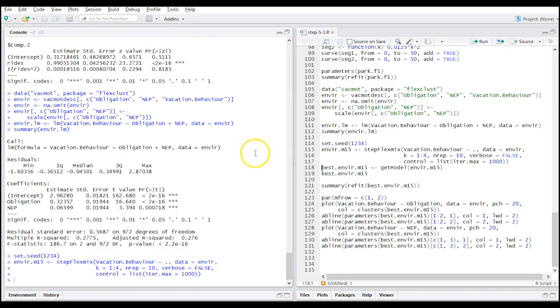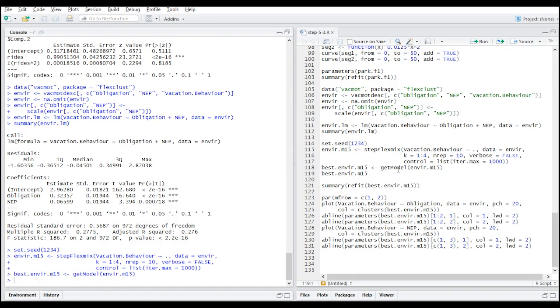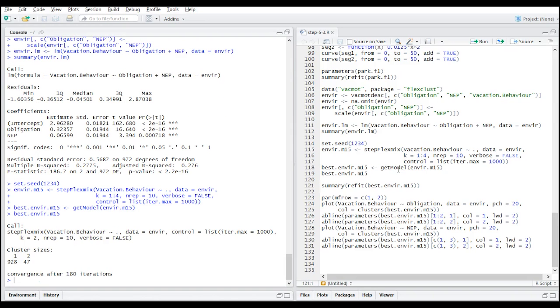Once it's finished, we can use the function getModel to obtain the best model depending on some information criteria. By default, the BIC is used. So this gives us the best model with respect to the BIC. And we see this is a 2-component mixture model where most of the observations are contained in cluster 1, but there are also a few observations in cluster 2, and it took the EM algorithm 100 iterations to converge.